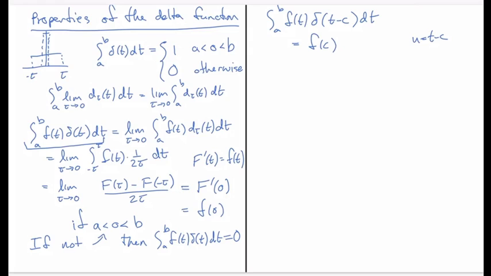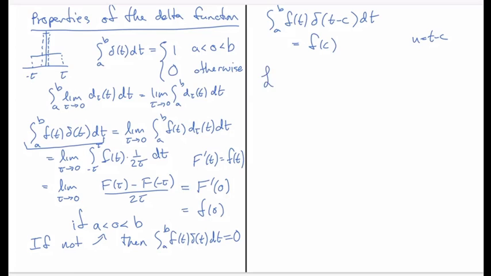All right, so that is a bunch of integrals involving the delta function. So let's do an integral that's relevant to what we're talking about in this part of the course, and that is a Laplace transform.